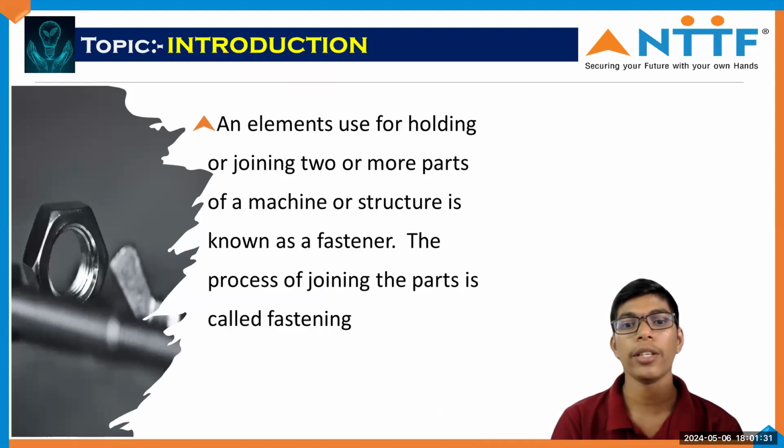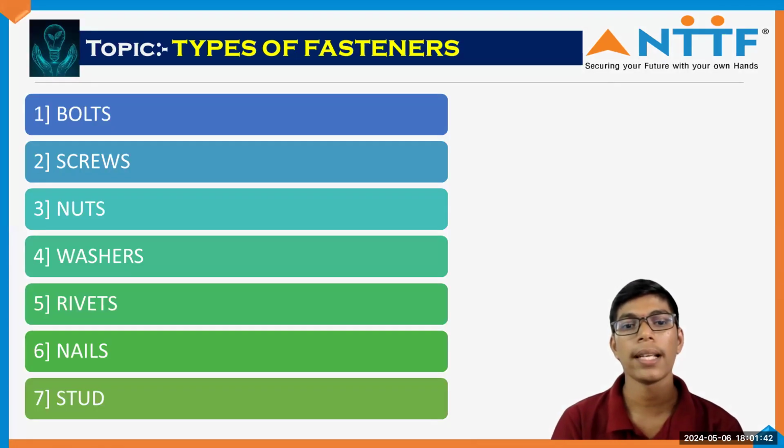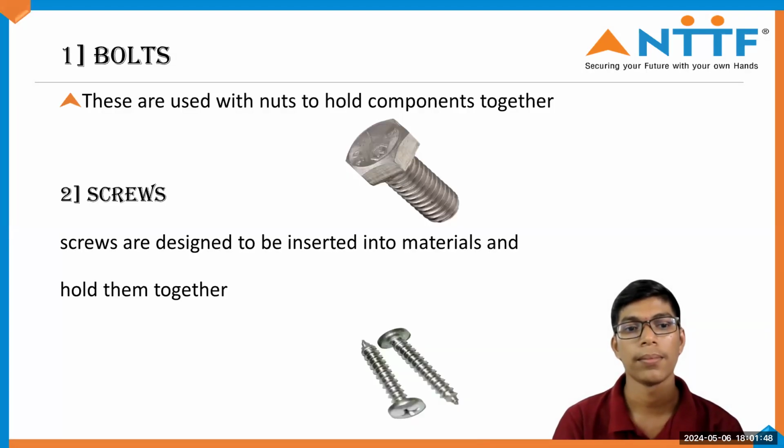Introduction: An element used for holding or joining two or more parts of a machine or structure is known as a fastener. The process of joining the parts is known as fastening. Here are some types of fasteners: bolts, screws, nuts, washers, rivets, nails, and stud.